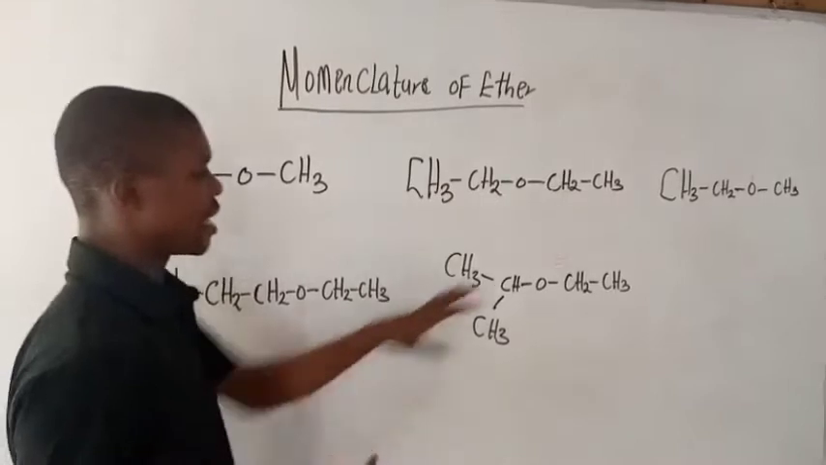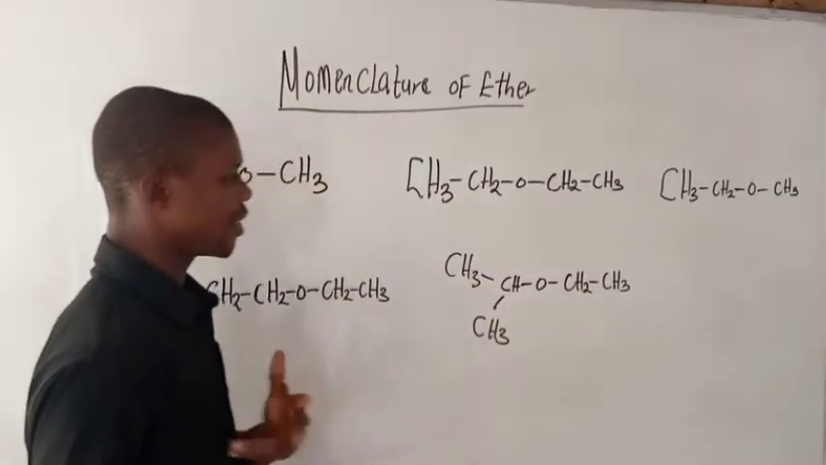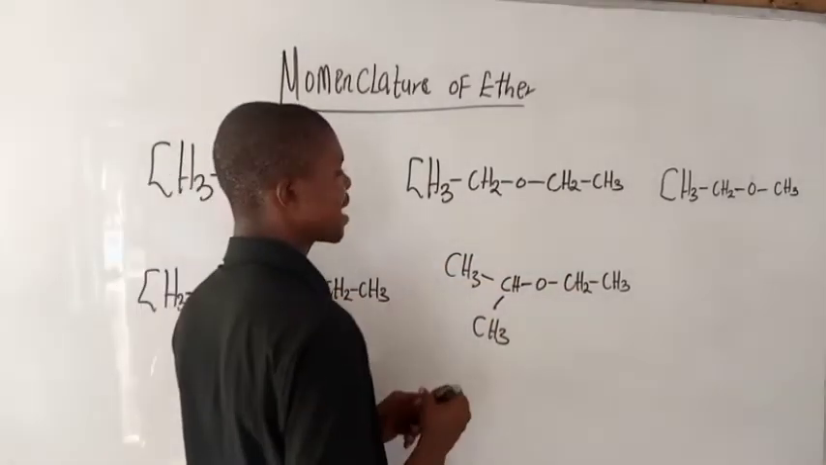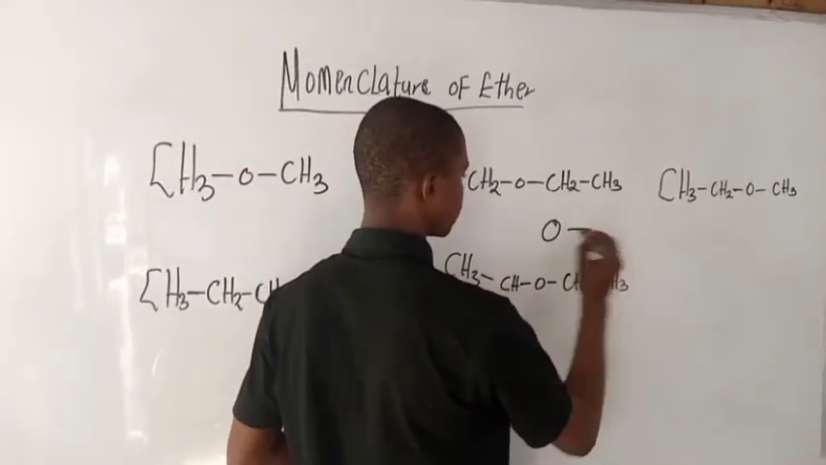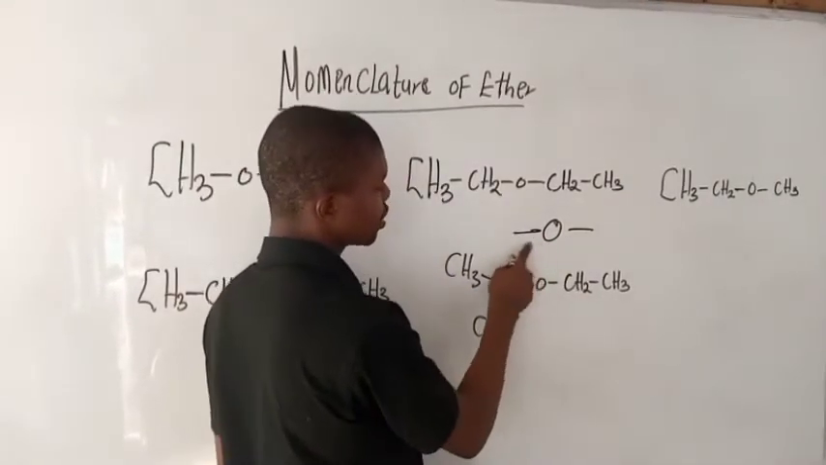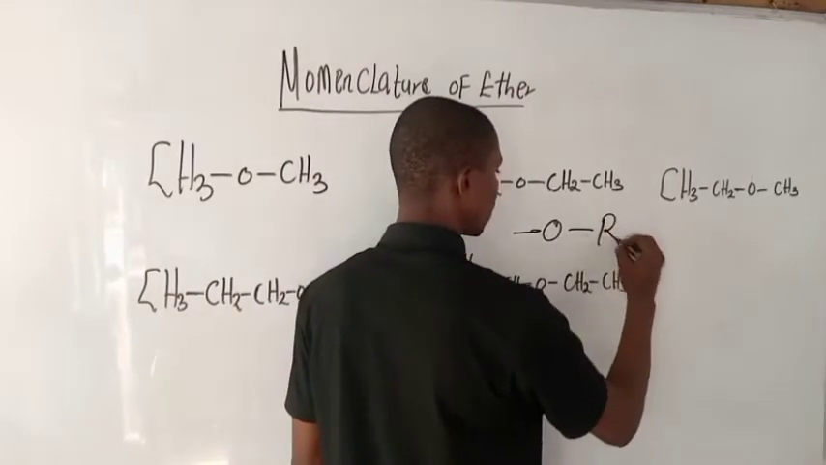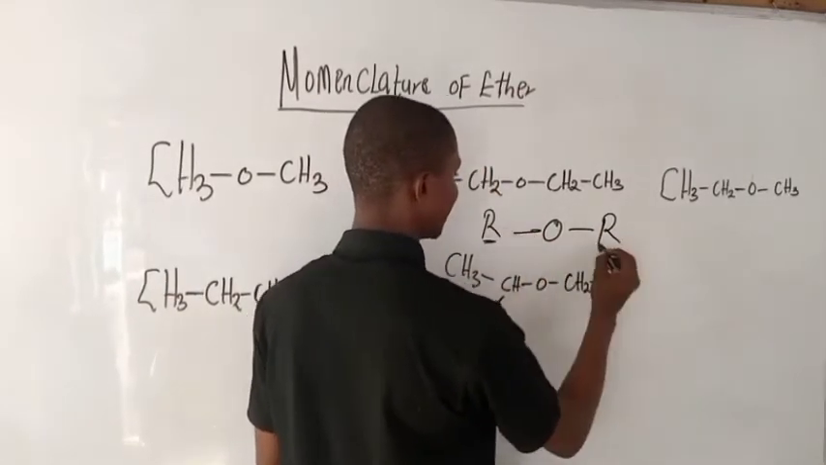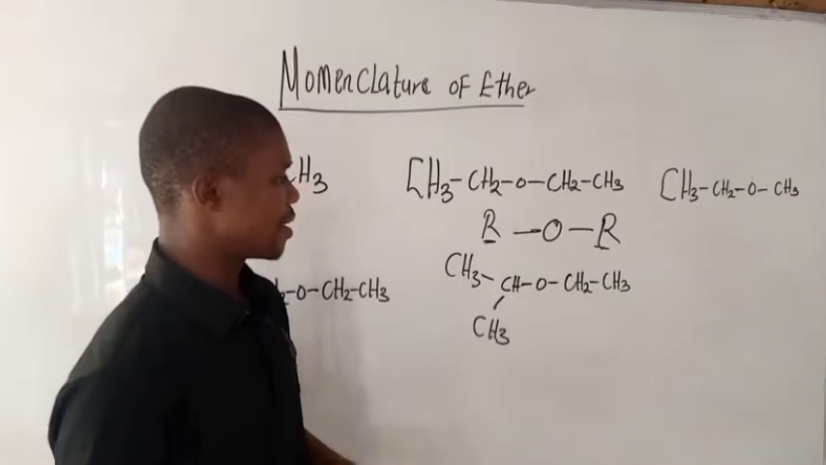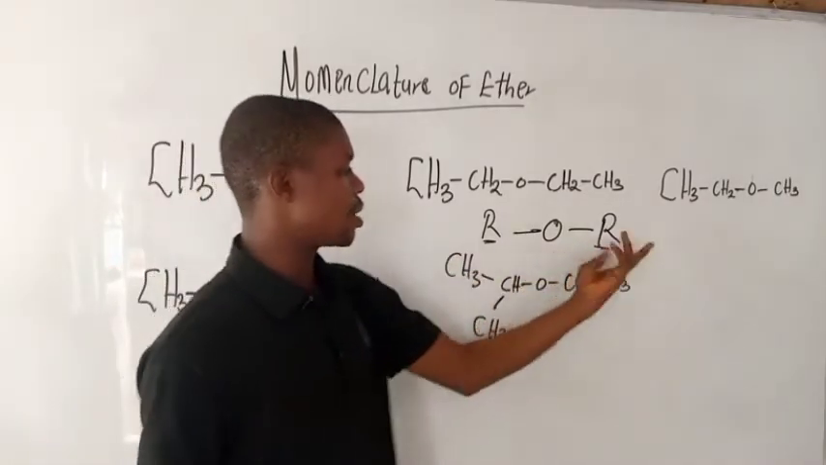Now, let me give you a brief introduction to ether. Ether has a functional group of what? O. So when you have an oxygen connected to two alkyl groups, it's called ether. When it's something like this, you can call it ether.